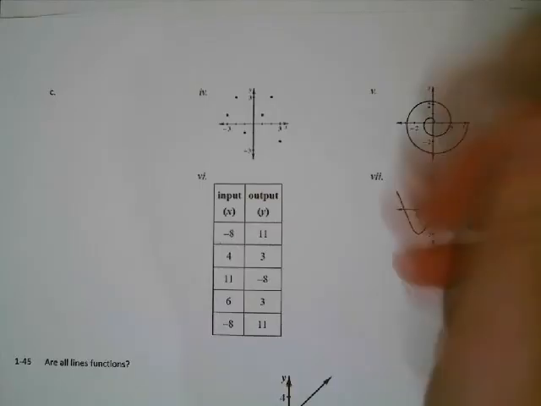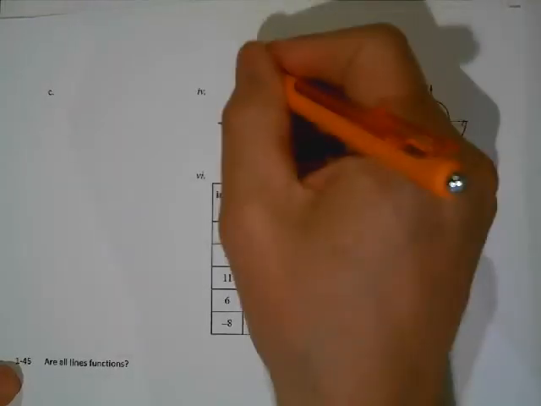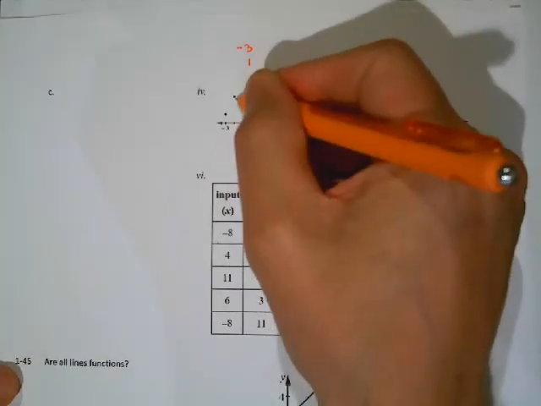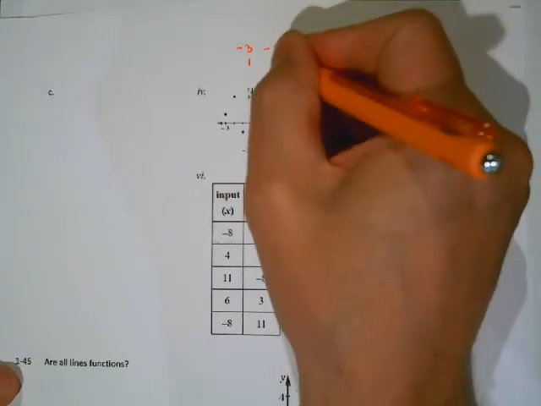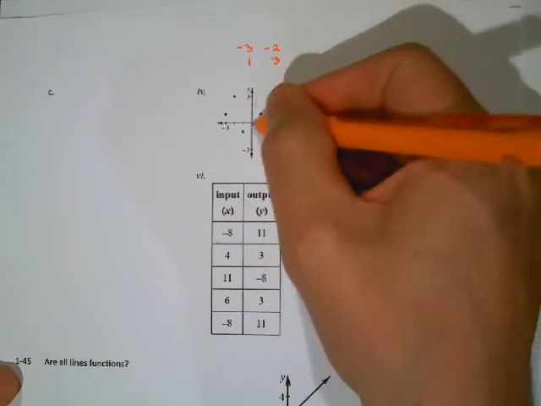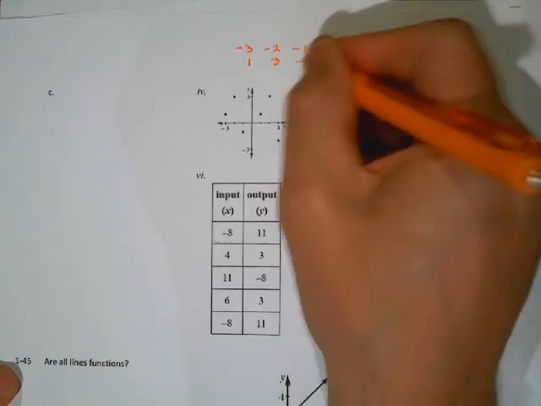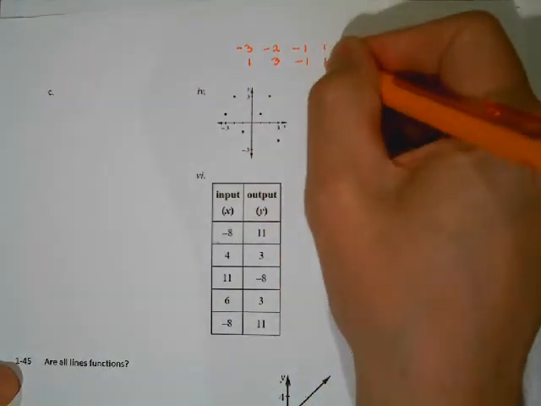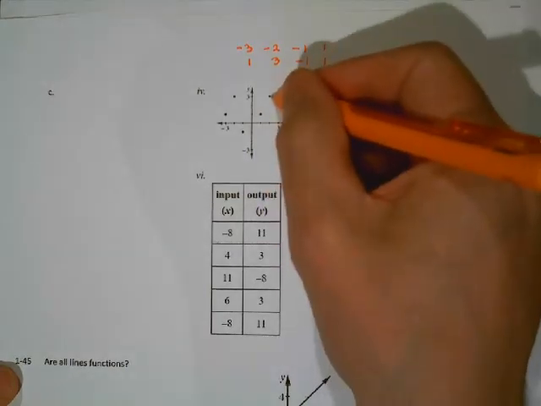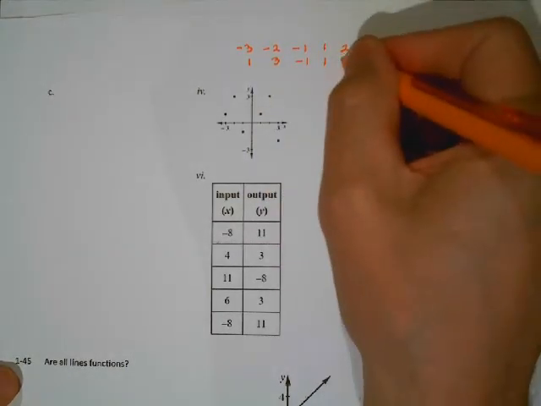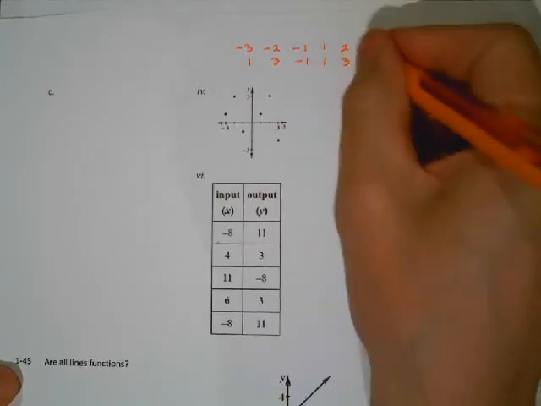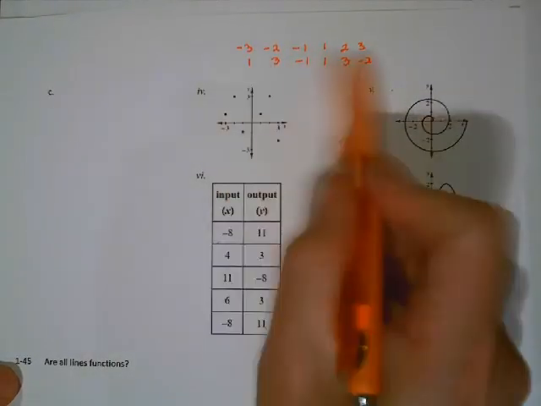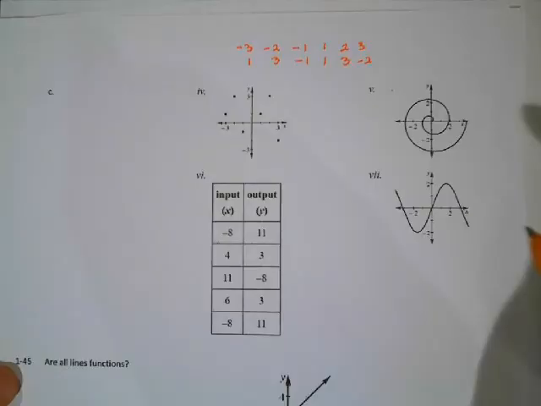And I'm not. Just writing these down real quick, we can see that when we plug in -3, we get 1. When we plug in -2, we get 3. When we plug in -1, we get -1. When we plug in positive 1, we get 1. When we plug in 2, we get 3. And when we plug in 3, we get negative 2. So our x's are not repeating, so we're not getting more than one y value.